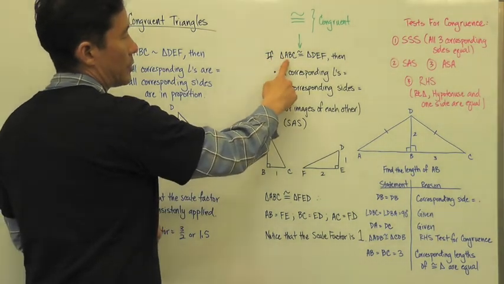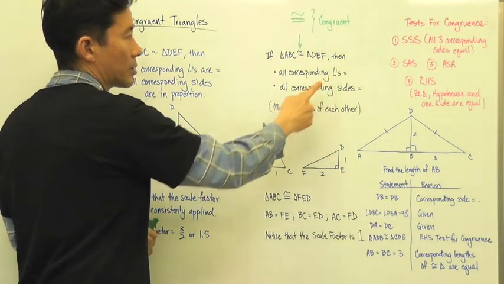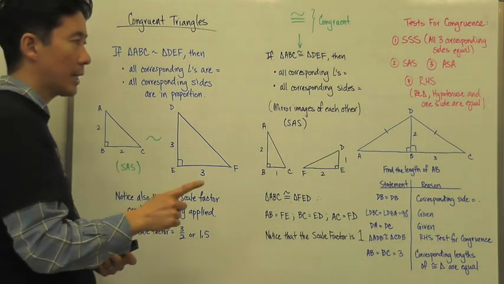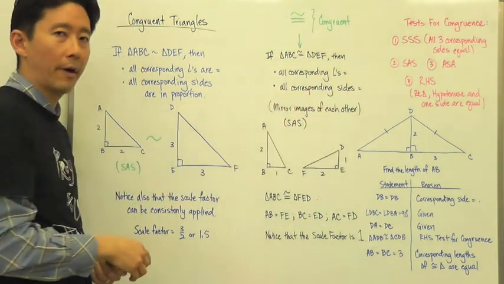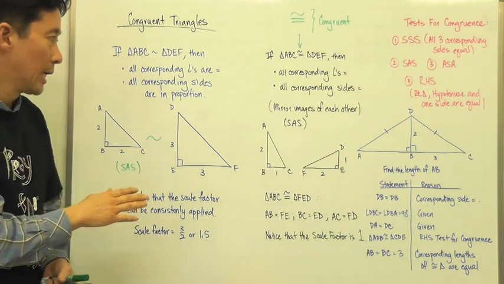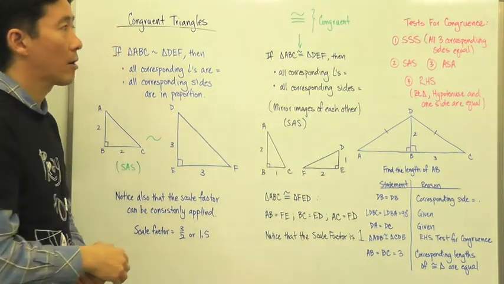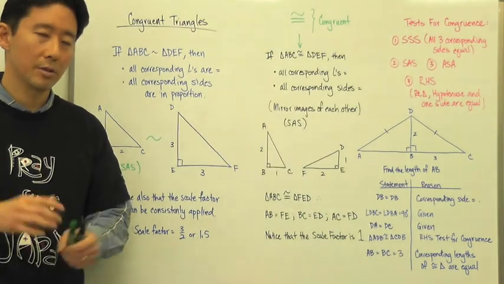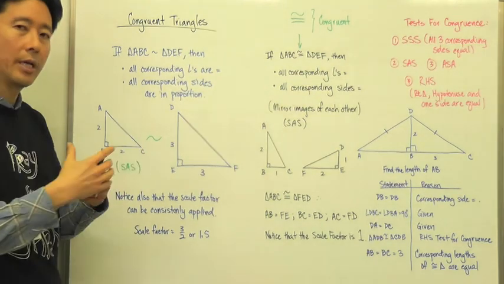It says if two triangles are congruent to each other, then all corresponding angles are equal. And notice that's the same thing with similarity. But here's the stronger relationship. All corresponding sides are equal. So notice that in this case over here, the corresponding sides were in proportion. So what that means then is that when we're dealing with two triangles that are congruent to each other, we actually have mirror images of each other. The two triangles are mirror images of each other, as opposed to similarity, where one is a little bit larger than the other.